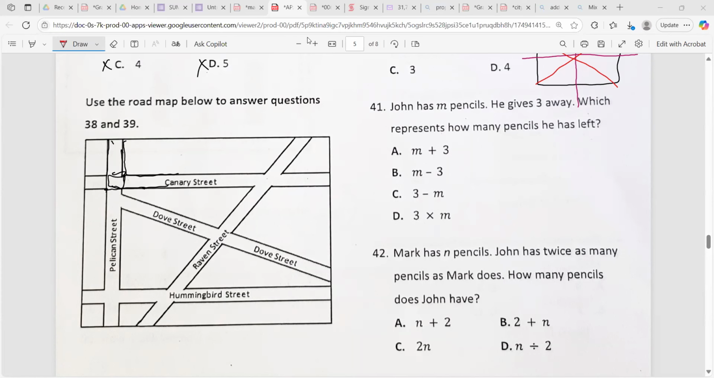So the answer cannot be A because that's addition. The answer cannot be C because it's backwards. It should be 3 taken away from M. It can't be D because that's multiplication, so it has to be B. All right, very good explanation, very good.